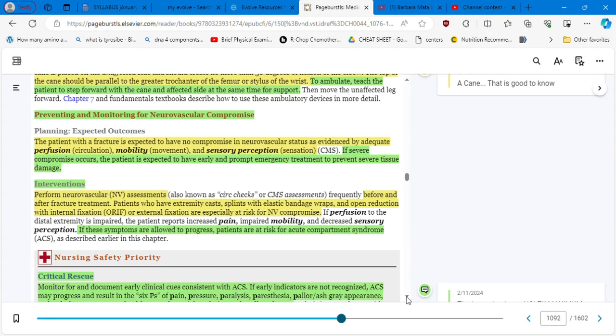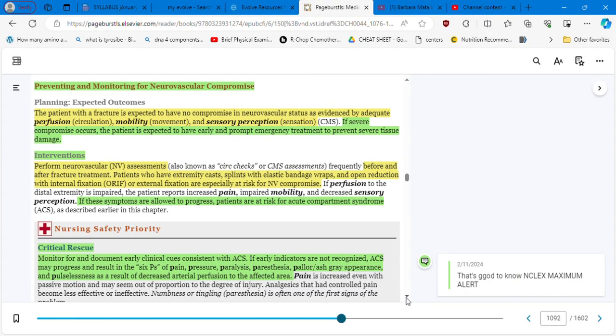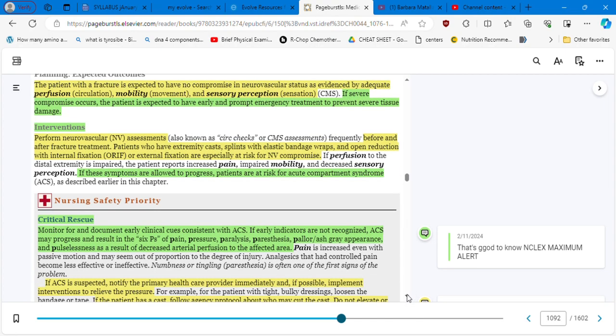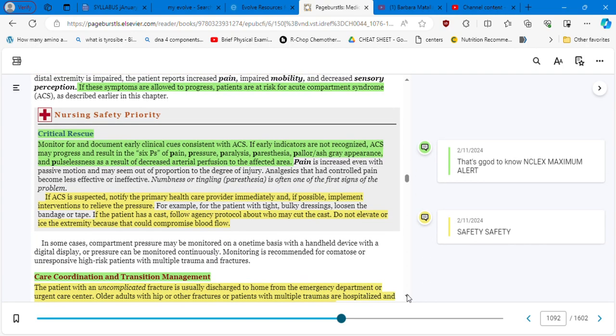So what are the interventions? Perform neurovascular assessment, again, before and after fracture treatment. Patients who have extremity casts, splints, and elastic bandage wraps, and open reduction and internal fixation or external fixation, are especially at risk for neurovascular compromise. If these symptoms are allowed to progress, patients are at risk for acute compartment syndrome, and we know what acute compartment syndrome is already. We discussed that extensively. So that's good to know.